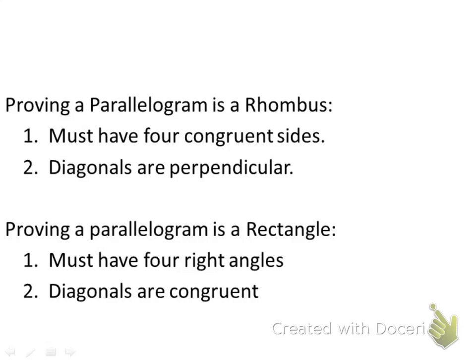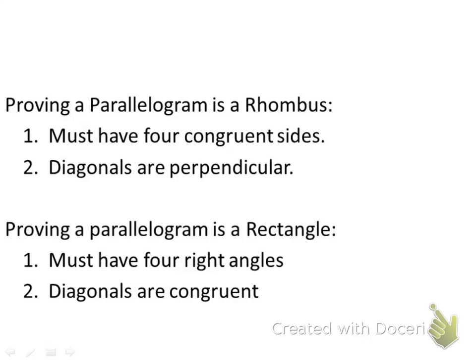If you've decided that something's a parallelogram, before you answer parallelogram, you should check on these other three: rhombus, rectangle, and square, since those are all types of parallelograms. In order to be a rhombus, all four sides have to be congruent, and the diagonals are perpendicular.